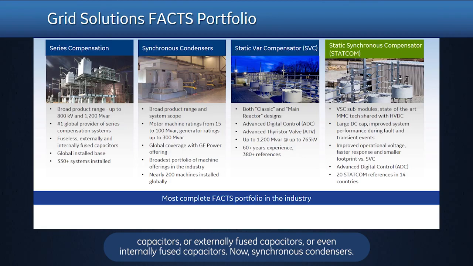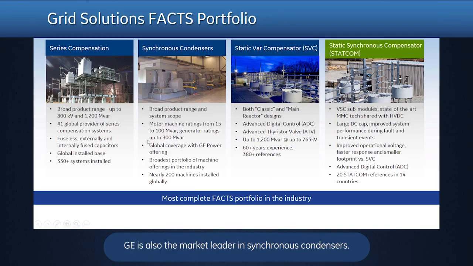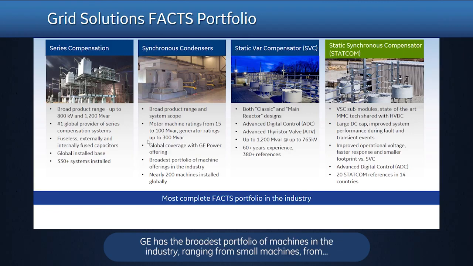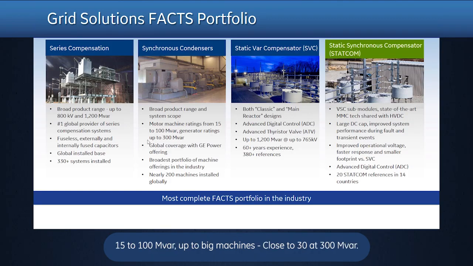Now, synchronous condensers. GE is also the market leader in synchronous condensers. GE has been delivering nearly 200 machines worldwide. GE has the broadest portfolio of machines in the industry, ranging from small machines from 15 to 100 MVAR up to big machines close to 300 MVAR. Let's look at now SVC.